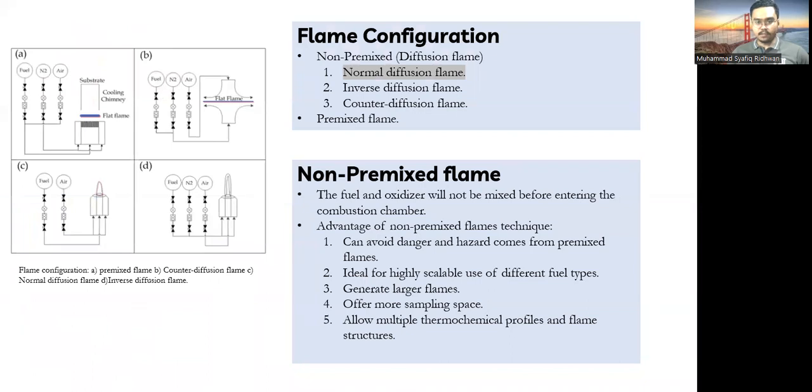Basically, there are two types of flame in flame synthesis: non-premixed flame and premixed flame. Non-premixed flame is also known as diffusion flame. It has three types of configuration: normal diffusion flame, inverse diffusion flame, and counter diffusion flame. Each configuration has a different outcome and effects. Most commonly used is the normal diffusion flame configuration, which can be seen in figure C.